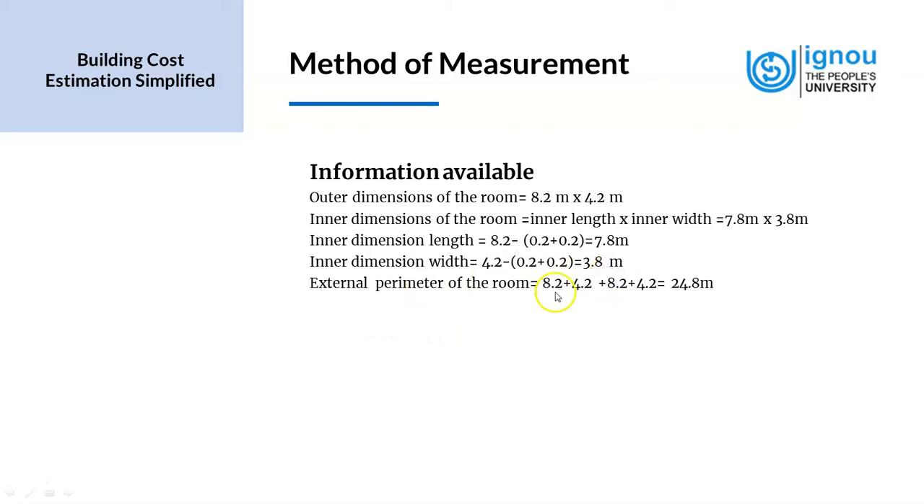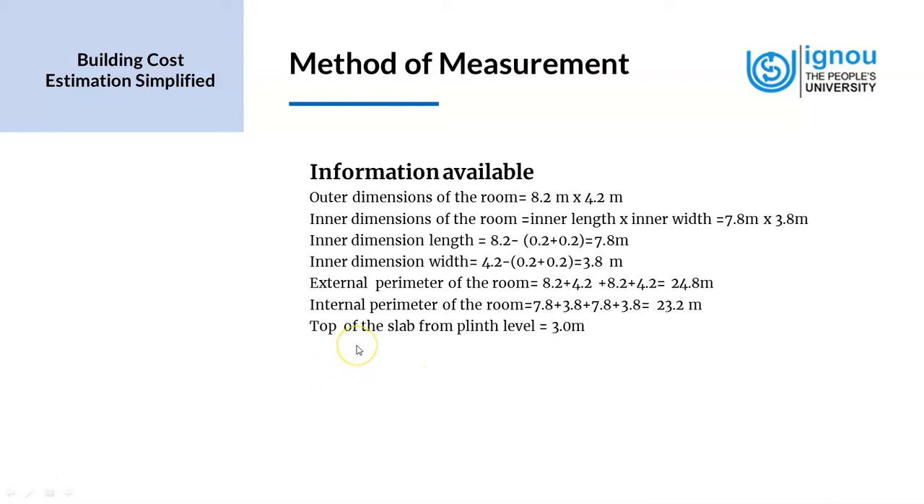The external perimeter of the room, with dimensions of 8.2 meters by 4.2 meters, is 8.2 plus 4.2 plus 8.2 plus 4.2, which is 24.8 meters. Similarly, the internal perimeter of the room would be twice the sum of 7.8 and 3.8, because it is length plus breadth plus length plus breadth. So we have 7.8 plus 3.8 plus 7.8 plus 3.8, which is 23.2 meters.